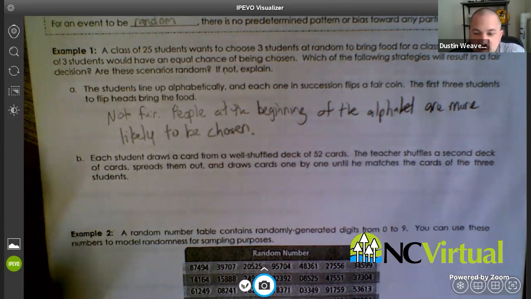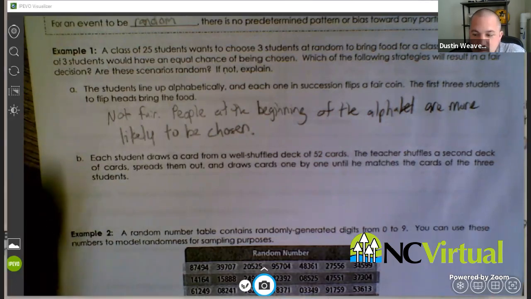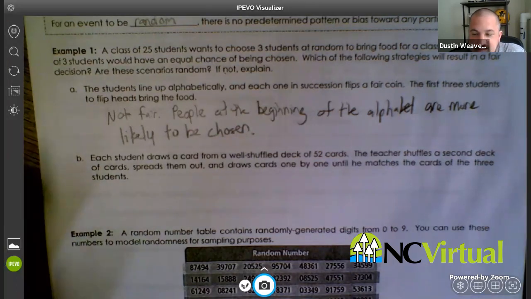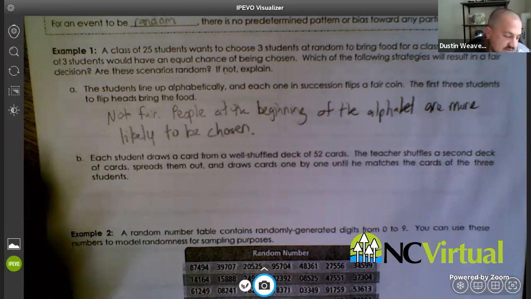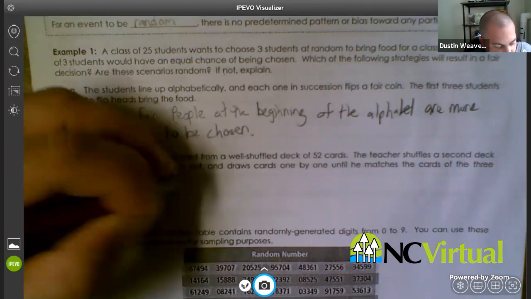So think about this second one. Is that fair or not? So like I give you a deck of cards and I say everybody pick a card. And so everybody's got their own card. Then I take out a second deck of cards and I draw one out and I see if you get a card or not. So yes, this is fair. So this is fair and it is random.